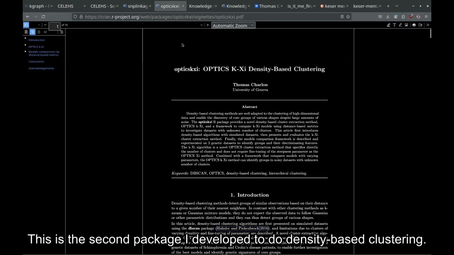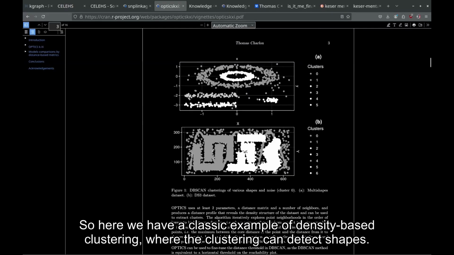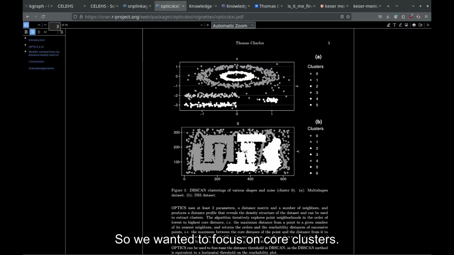This is the second package I developed to do density-based clustering. So here we have a classic example of density-based clustering where the clustering can detect shapes. And we were particularly interested in it because genetic signatures can be very noisy and we can't get a very good separation. So we wanted to focus on core clusters. And so in this example, it's the DBSCAN algorithm.